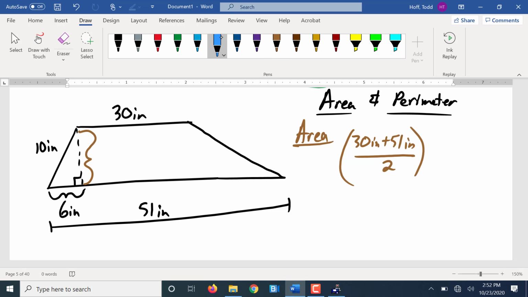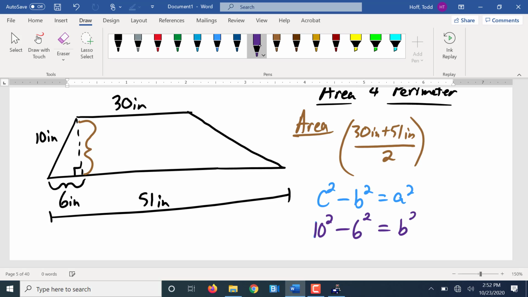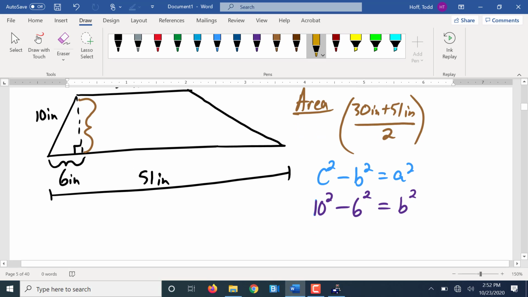There you go. We can work backwards. A squared plus b squared equals c squared. Well, we can do c squared minus b squared equals a squared, right? Go backwards with it. We have the 10 squared minus, which one? 6 squared equals b squared. What does that come out to be? I'll give you a minute to do it.